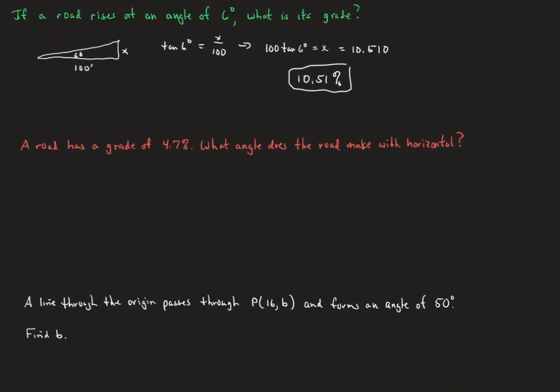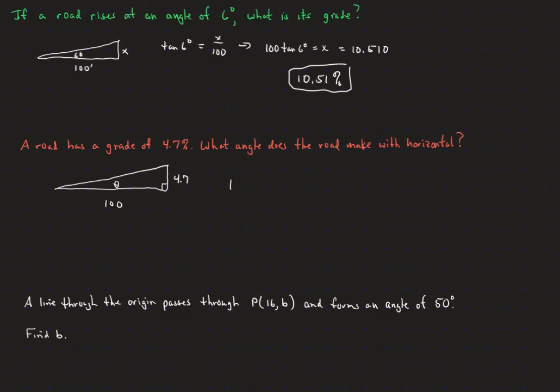So a road has a grade of 4.7%. What angle does that road make with horizontal? So let's see if we can visualize what's going on here. If it has a 4.7% grade, then when you go 100 feet horizontally, you're going to go 4.7 feet up. And we would like to know what is the angle that makes with horizontal.